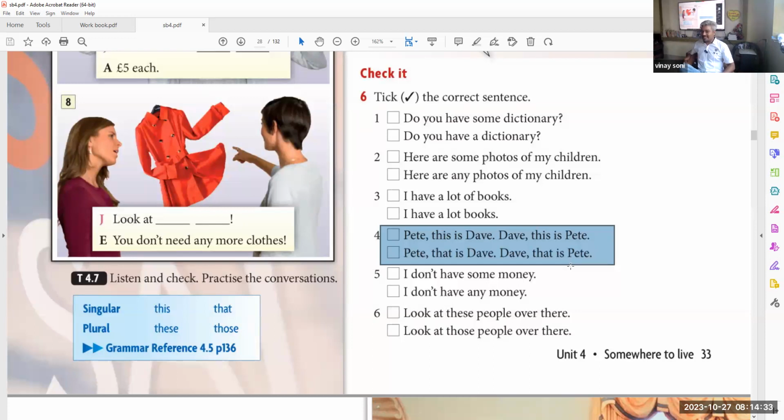So, Pete, this is Dave. Dave, this is Pete. This is correct. Why? Because when we introduce people, they are usually near to us. And that is like there. Imagine I'm on my roof. And far away there is Dave. And on this side, Pete. Pete, that is Dave. Dave, that is Pete.